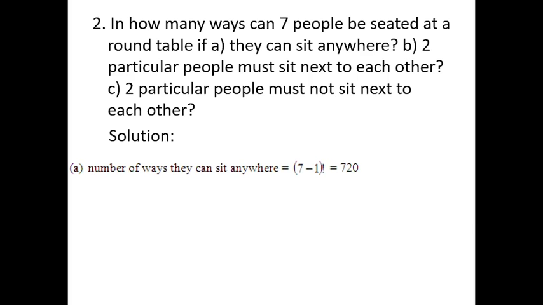Solution to the problem. So number of ways they can sit anywhere, we have this solution, 7 minus 1 factorial. Okay? Kasi they can sit anywhere. No? So, in how many ways can 7 people be seated at the round table? So, meron tayong 7 people.